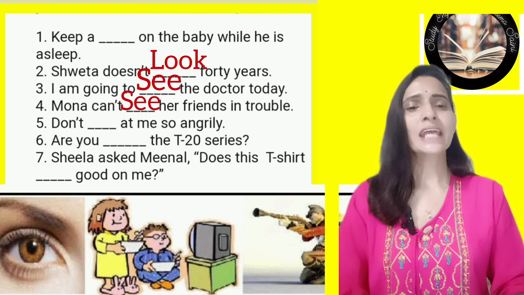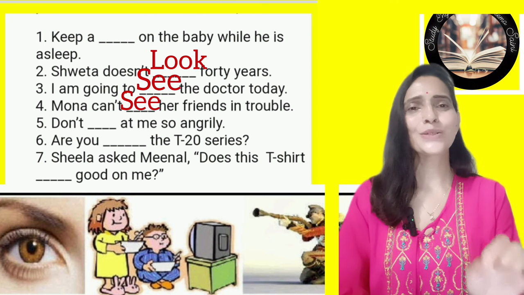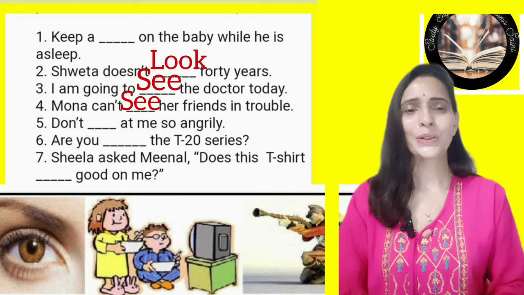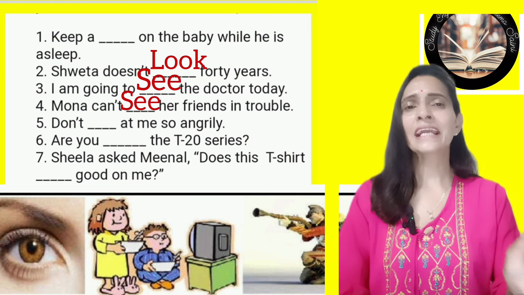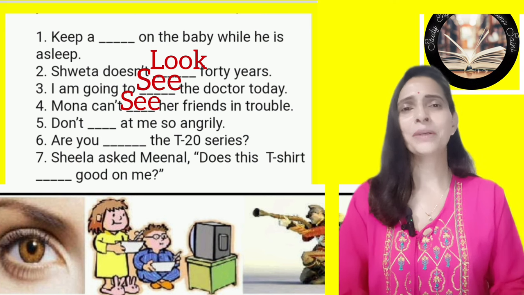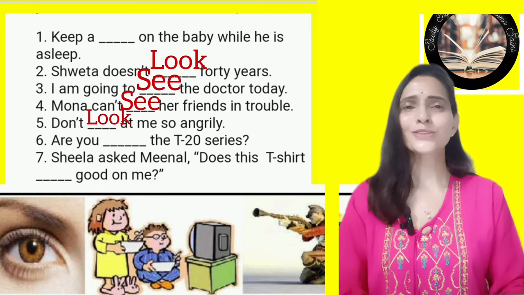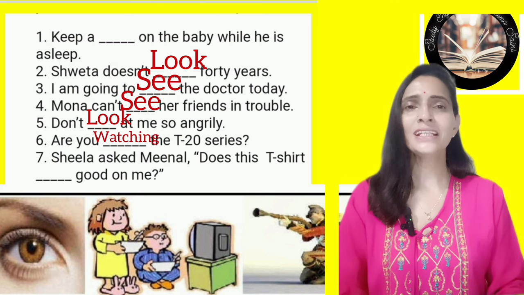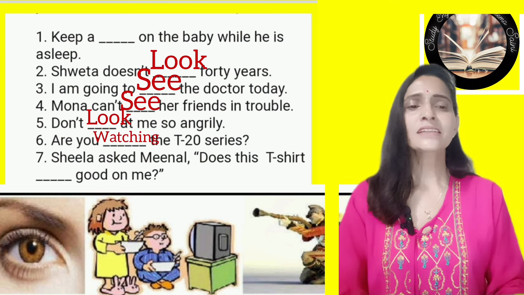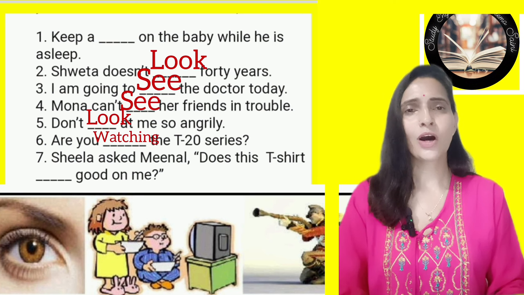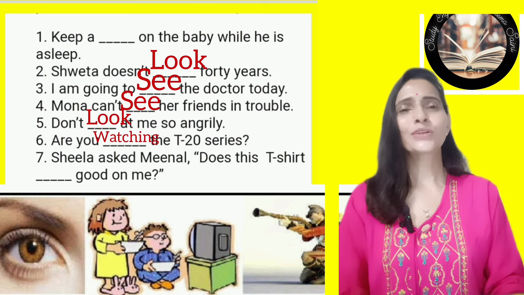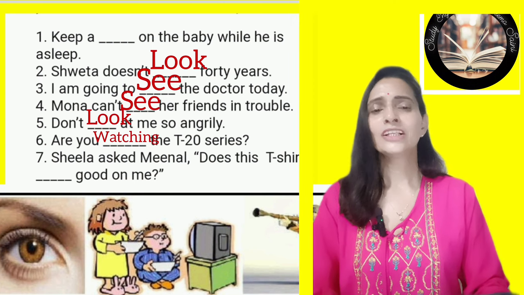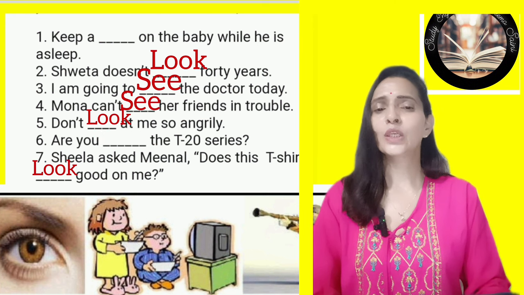Next, don't dash at me so angrily. Here we use the preposition at, because there is an object, me. Yahan pe humne apne eyes ko mere upar direct kiya, so we will use look. Don't look at me so angrily. Next, are you dash the T20 series? T20 series means it is a time period, so we will use watch. Are you watching the T20 series? Next, Sheila asked Minal, does this t-shirt dash good on me? The t-shirt is the object here, so we will write: Sheila asked Minal, does this t-shirt look good on me?